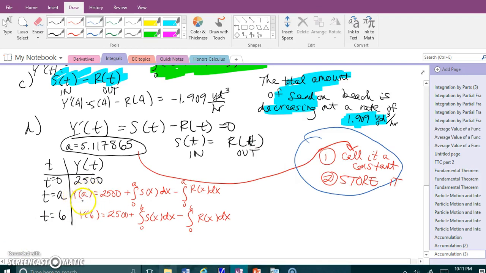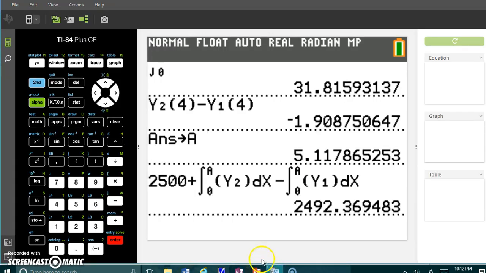What that means now, to find the amount at A, I'm going to take my function for amount, and instead of T, I'm going to put A. So I take my initial amount plus the total amount pumped in up to A, which is 5 point something, minus the total amount lost up to A. So this is your in, this is your out. And then to get it at 6, I'm going to take the initial amount plus the amount in over 6 hours minus the amount out over 6 hours. Don't do anything for 0. They already gave you 0. That's the initial condition.